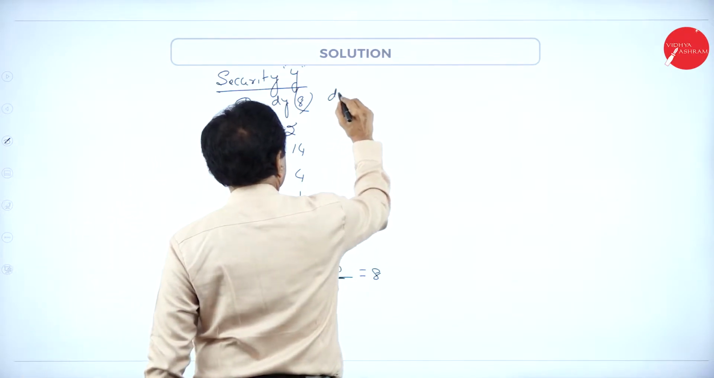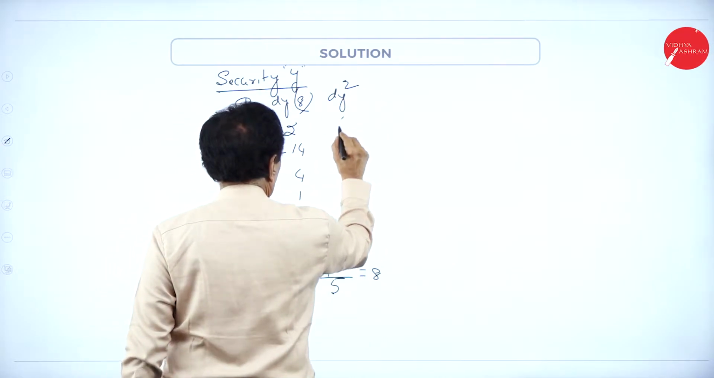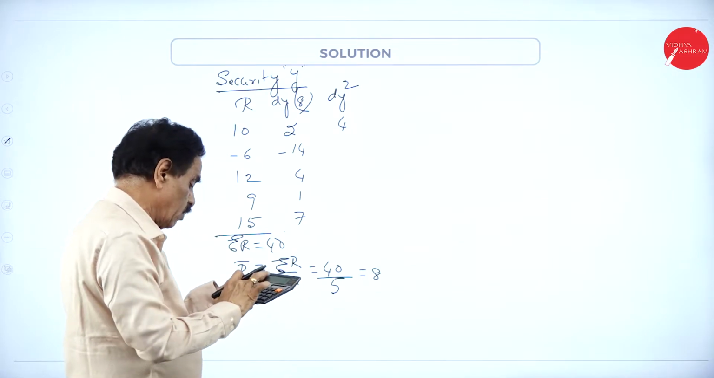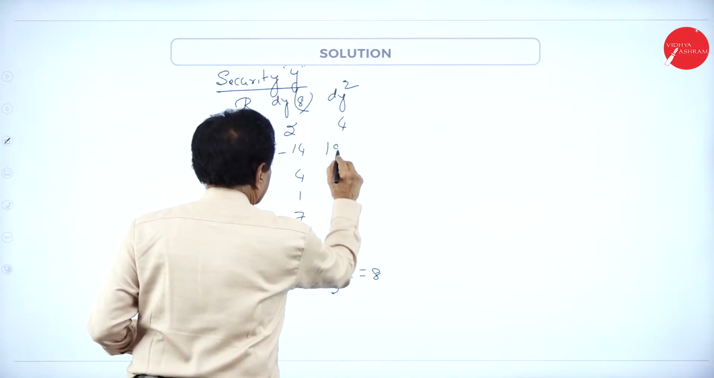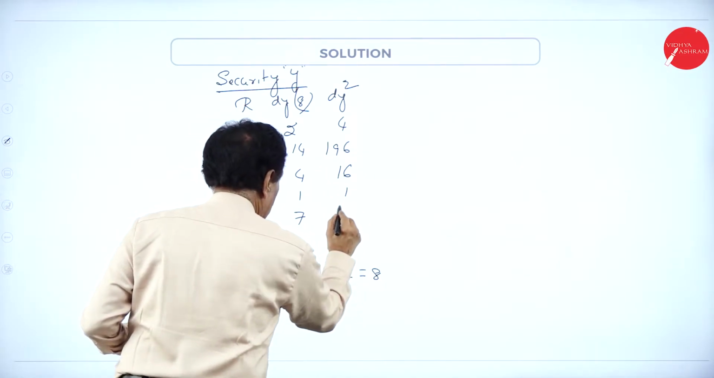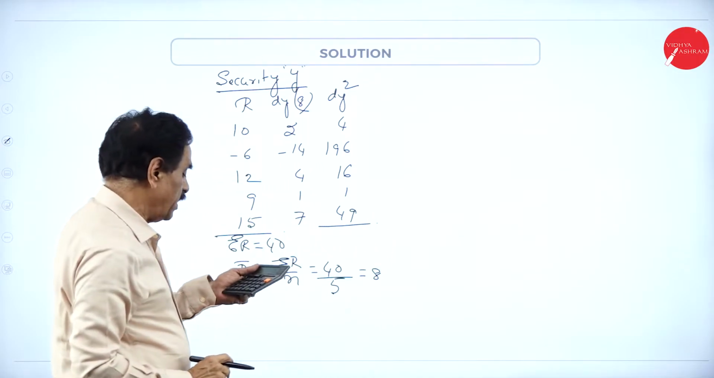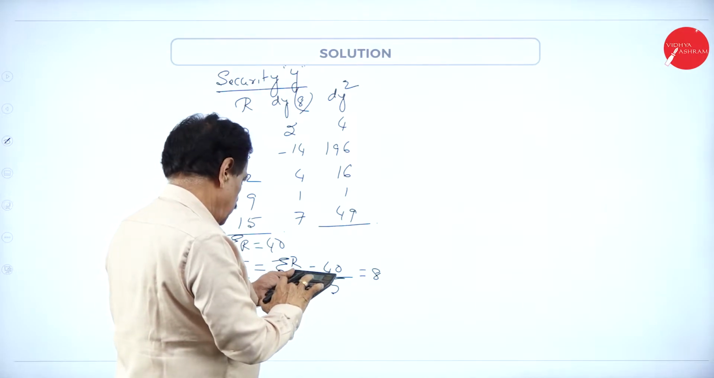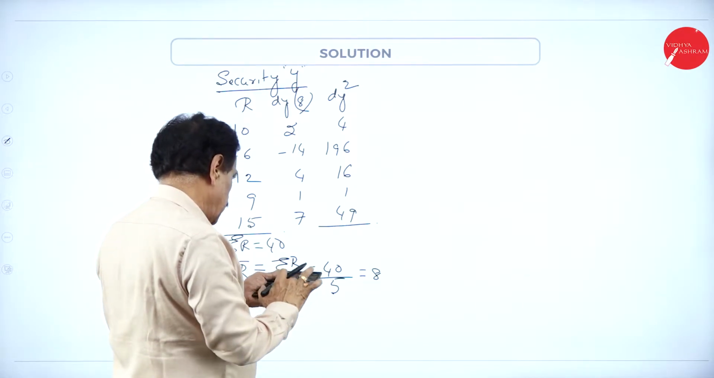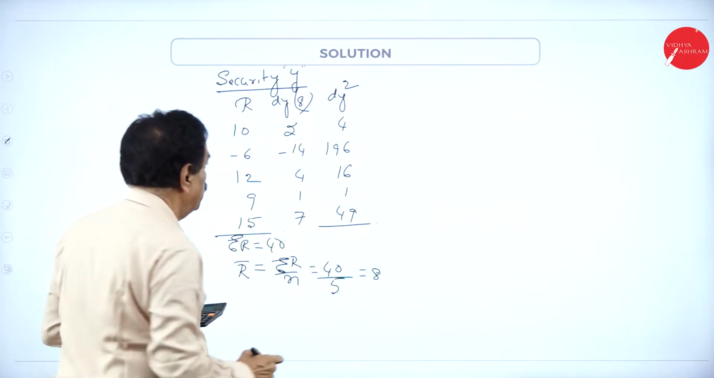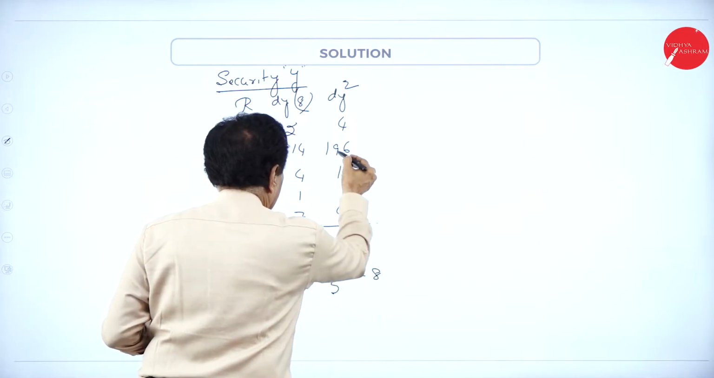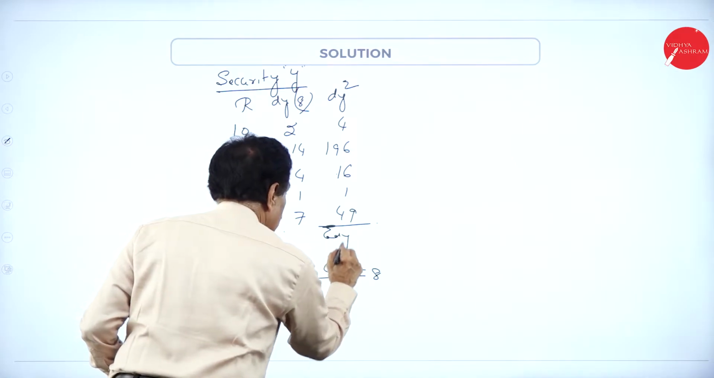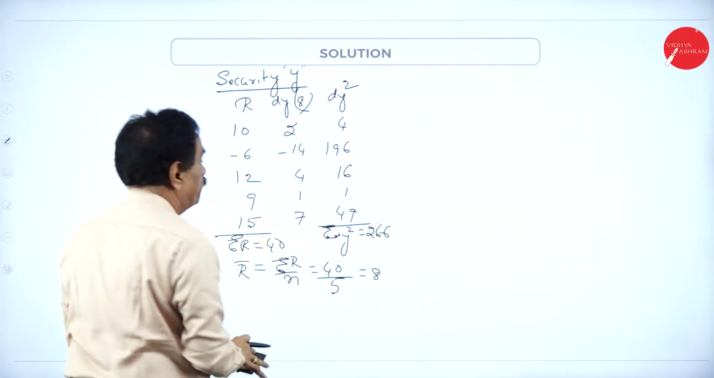Square of this, dy square. 14 square is 196. 4 square is 16. 1 square is 1. 7 square is 49. Add the figures: 196 plus 4 plus 16 plus 1 plus 49 is 266. Check this. So sigma dy square is 266.